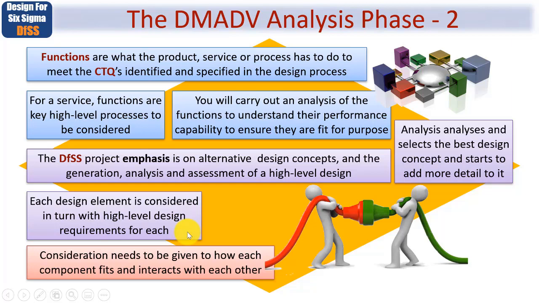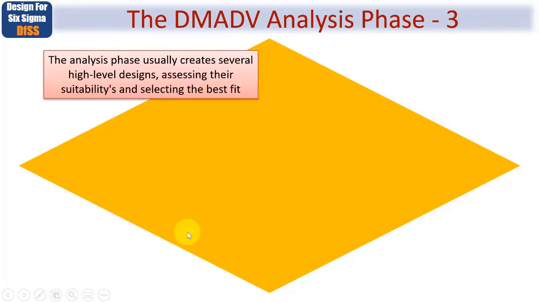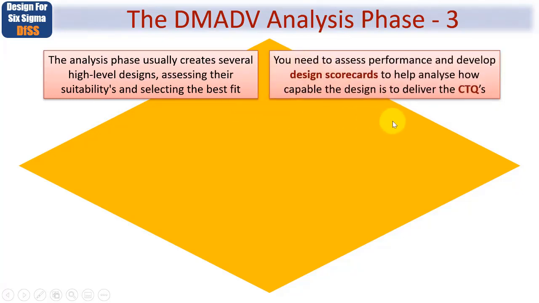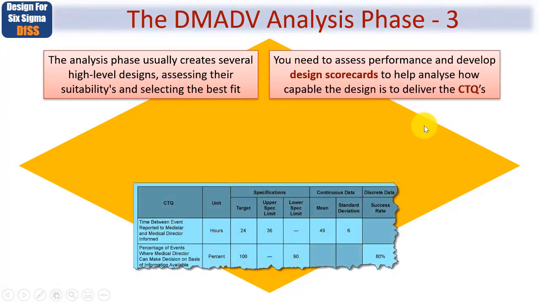Still staying on the analysis phase, this usually creates several high-level designs, going on to assess their suitability and selecting the one with the best fit. So you need to assess performance and develop something called design scorecards. Again, a topic covered in depth in our Lean Six Sigma Masterclass, going on to help analyse how capable the design is to deliver those vital, critical to quality customer metrics.